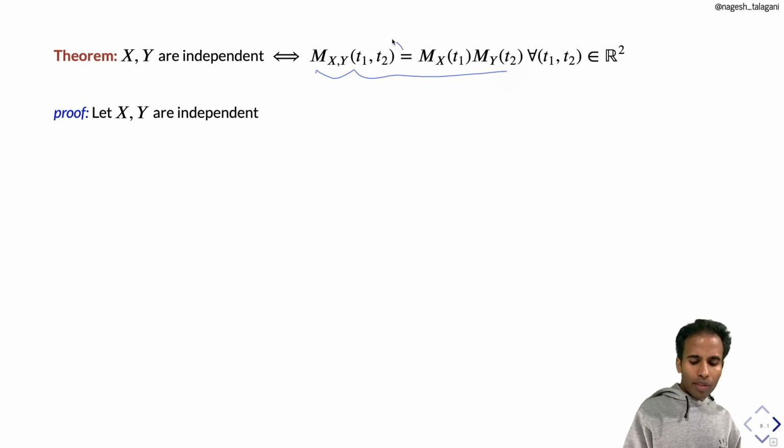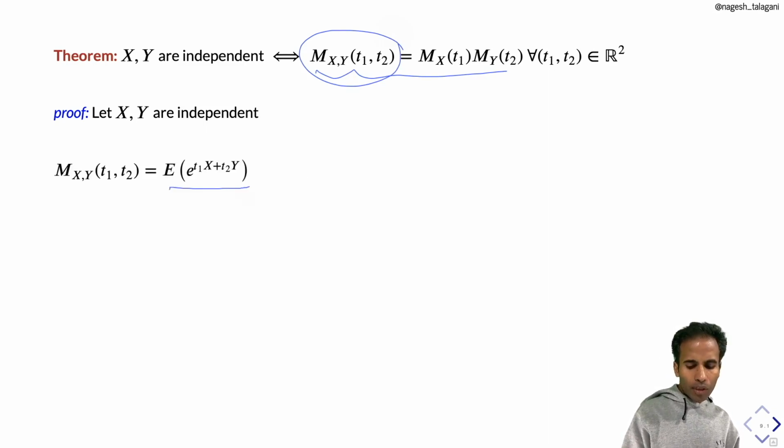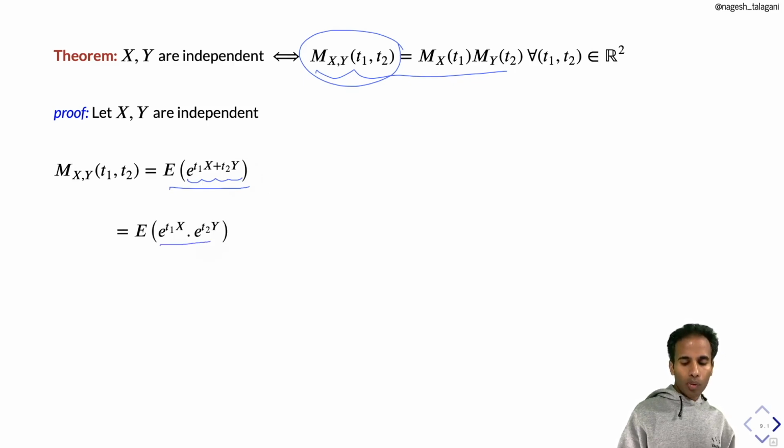Let me start with the left hand side. Joint MGF of xy at t1, t2 is by definition expectation of e power t1x plus t2y. This e power t1x plus t2y we can write as e power t1x times e power t2y. Here e power t1x, which is a function of x alone, can be seen like a g of x. Here e power t2y, which is a function of y alone, can be seen like an h of y. Then this looks like an expectation of g of x times h of y.